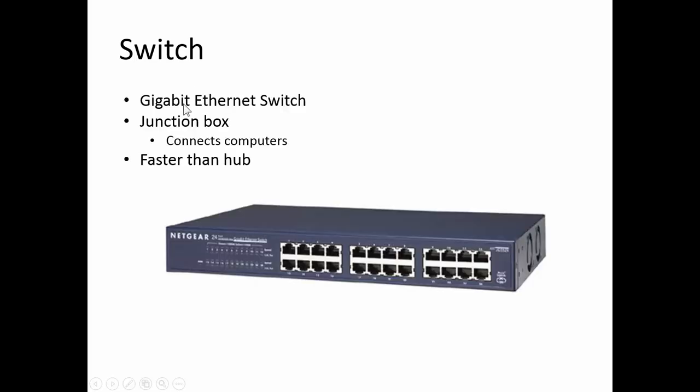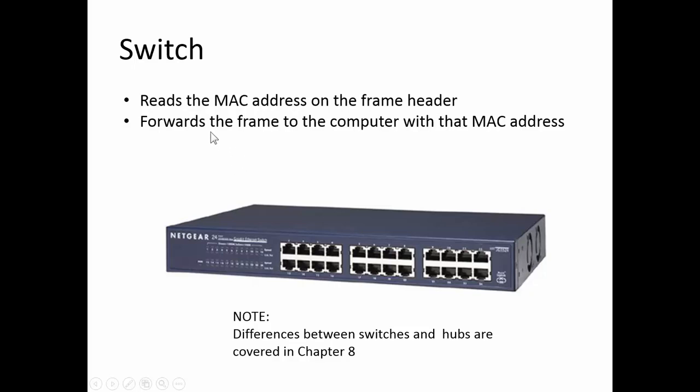Now let's discuss switches. Most modern Ethernet networks use switches, and a switch is very much like a hub in that it is a junction box which connects computers together, but a switch provides much more bandwidth than a hub. A switch reads the MAC address on a frame header, and then it forwards the frame to the computer which has that MAC address. And we will cover the difference between switches and hubs and routers when we get to Chapter 8.